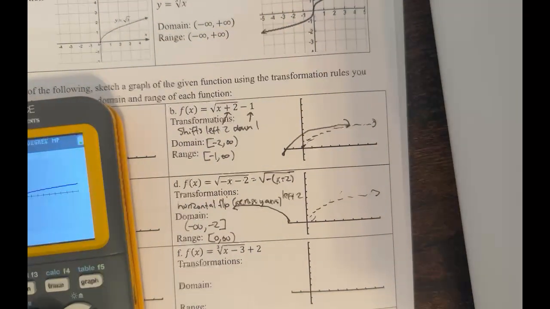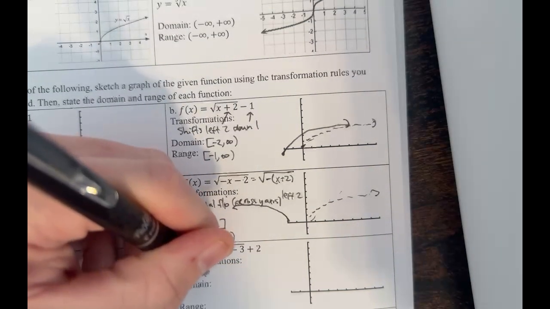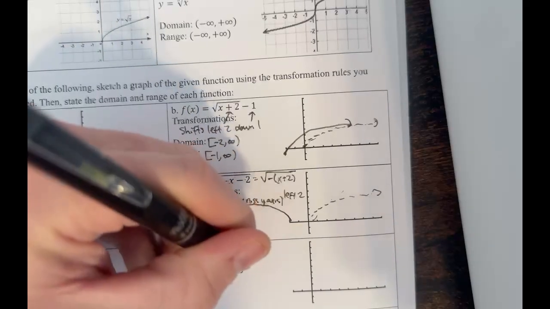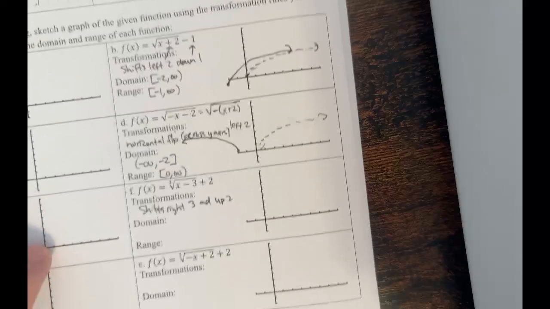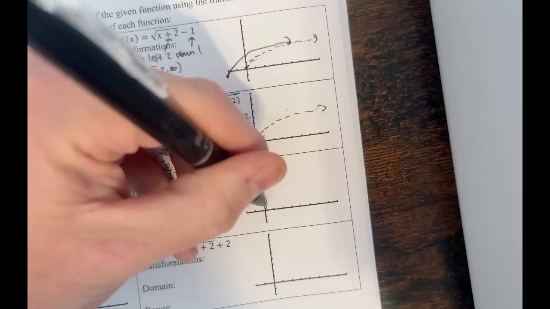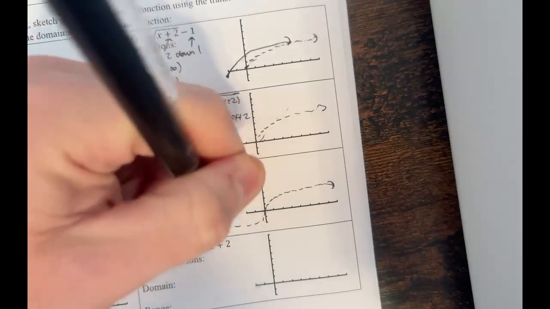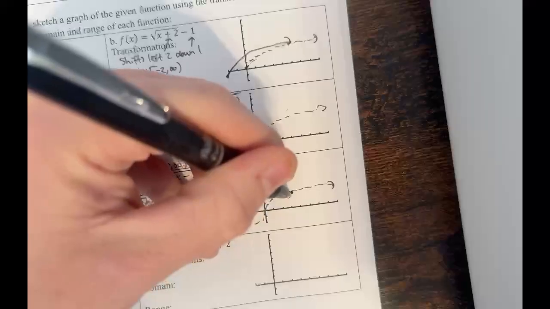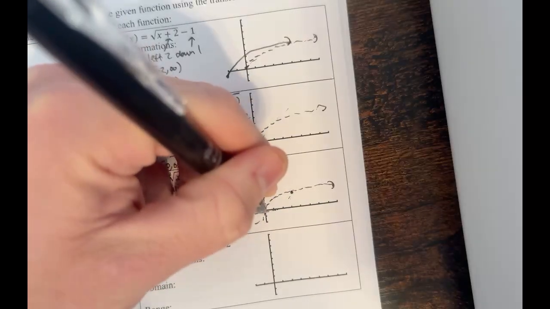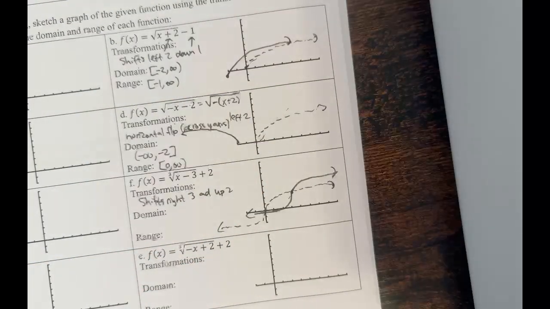So let's look at the transformations here. -3 means right 3, so it shifts right 3 and up 2. I don't draw these very well, so right 3 and up 2. So here's the original. So you're going to go right 3, up 2, and so it's going to be kind of like this. So it'd be like that. That's a rough sketch there.